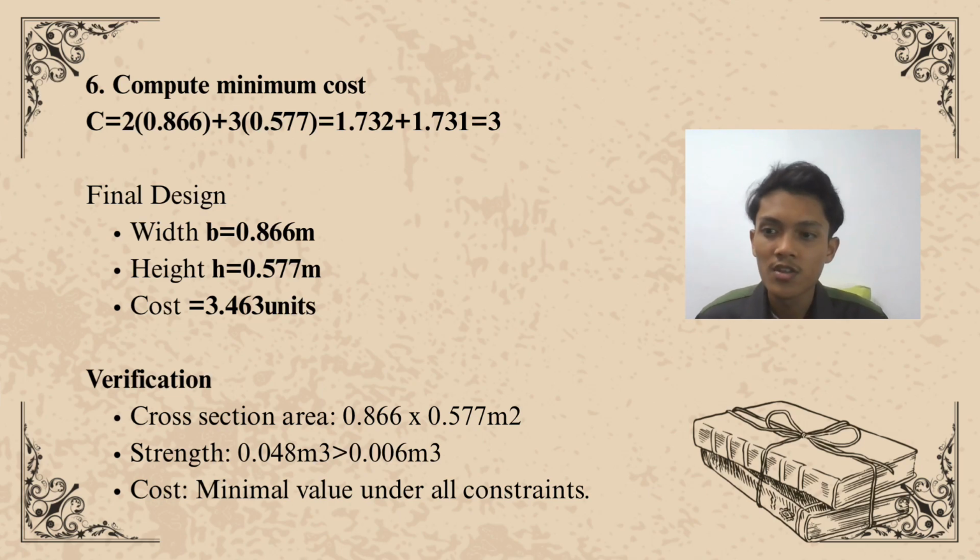For the verification, the cross-section area is 0.866 multiplied by 0.577. We get 0.5 square meter. For the strength, we get 0.048, which is greater than 0.006. So the cost is the minimum value under all constraints.